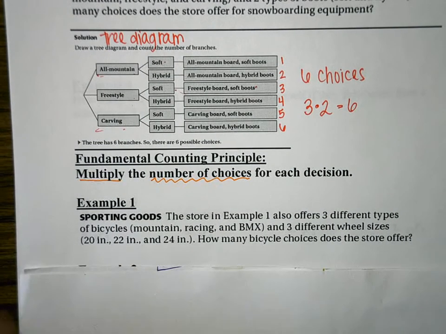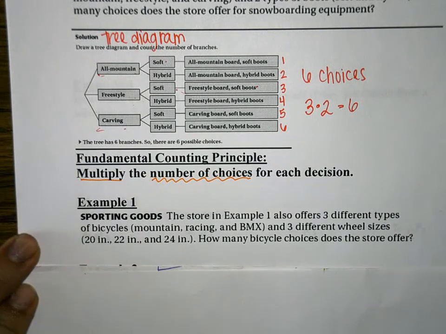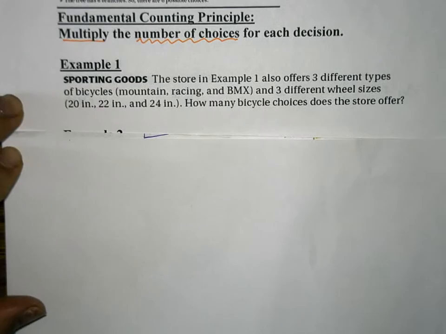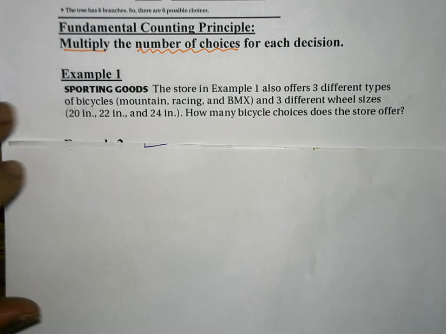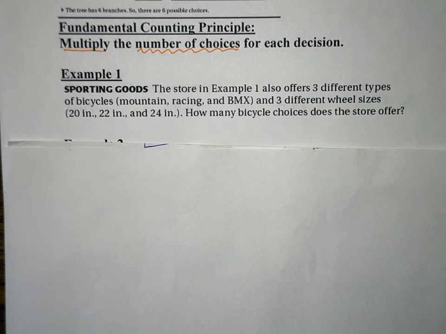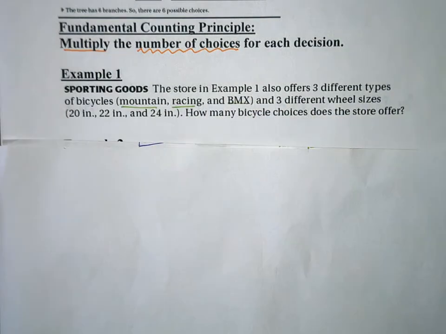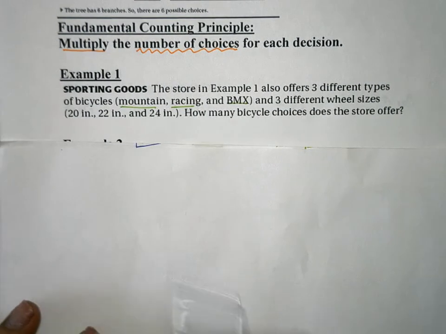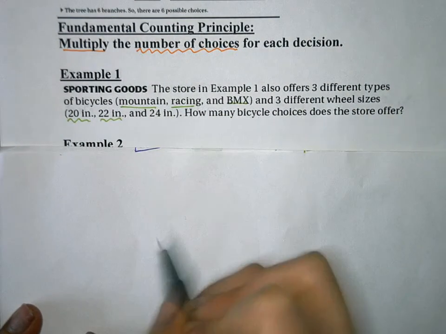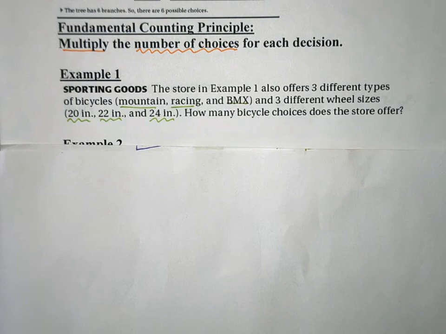So let's look at another example, and this time we're going to do it without the tree diagram. So this example wants to know, the store in example 1 also offers 3 types of bicycles. We have mountain bikes, racing bikes, and BMX bikes. We also have 3 different wheel sizes: 20 inches, 22 inches, and 24 inches. And then my question is, how many bicycle choices does the store offer?